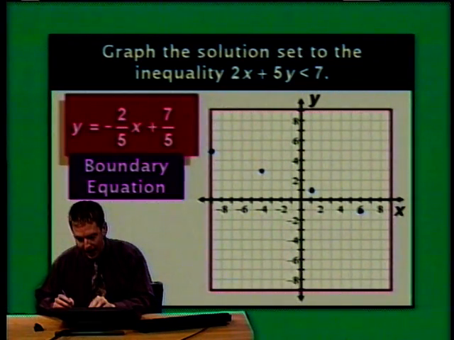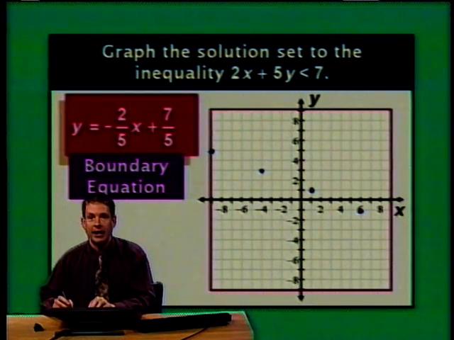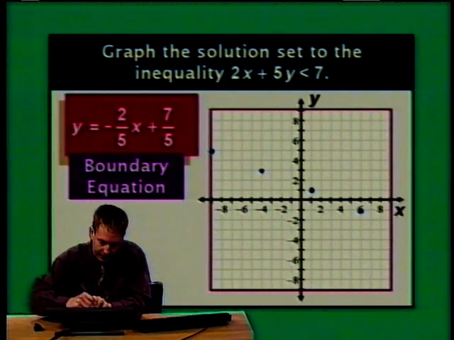Now, before I actually lay the pen onto the screen, I need to look at my inequality because I need to decide, do I want to draw this line solid or do I want to draw it in a dotted or dashed fashion? Since points on the boundary are not solutions to this particular inequality, it's a strictly less than inequality, I want to draw the line in a dotted or dashed fashion.